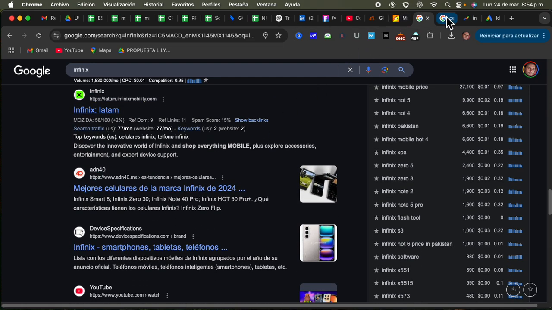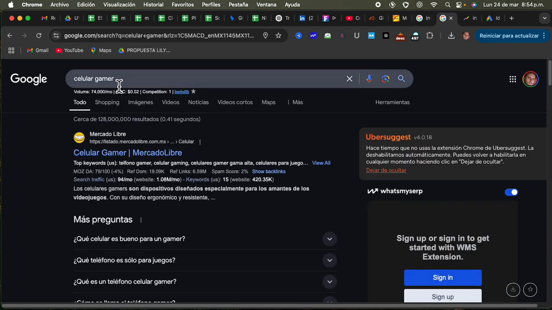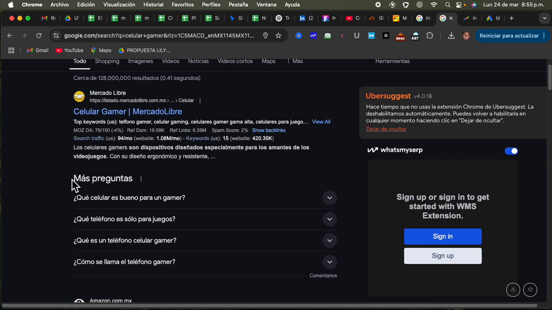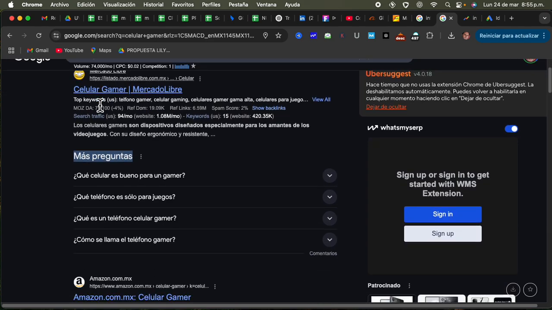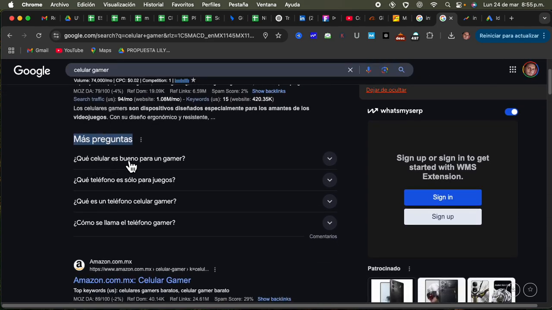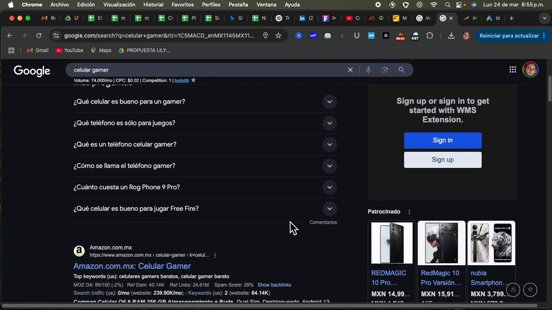Okay, so we made the same exercise with gamer mobile phone. We can see, for example, that Mercado Libre put this word into a title, so that's why it appeared ranked here. But also, people are asking questions related to mobile gaming phones. So what gaming phone is good for a gamer? What phone is only for playing games?